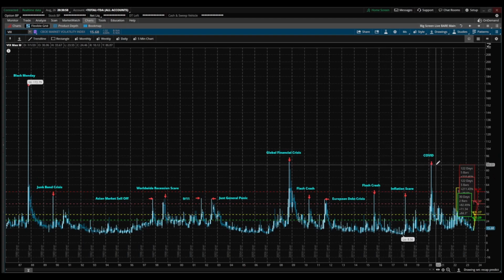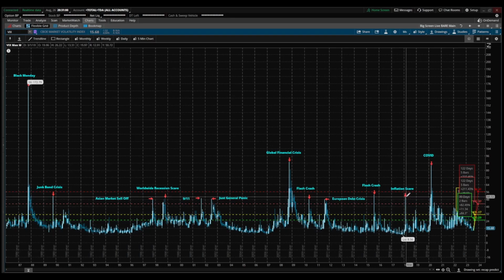So you got COVID that spiked us up there. You got an inflation scare, which, I mean, we are going through inflation. Is it over? Is it transitory? Are we done? Are they going to keep hiking rates? You got the flash crash. You got a debt crisis, another flash crash. The global financial crisis is what got us above the 56 level here. COVID got us above the 56 level here. This one, just general panic.